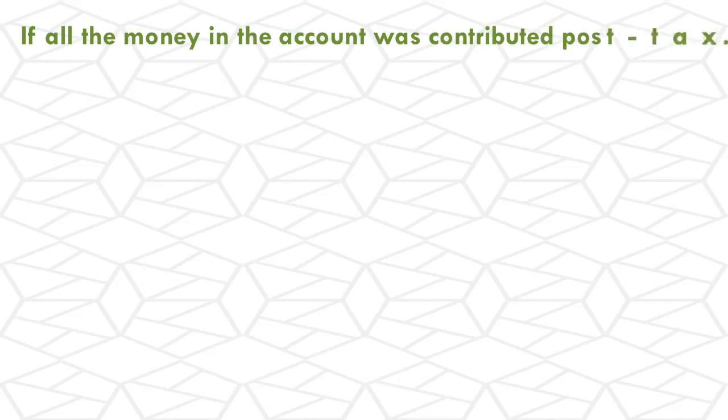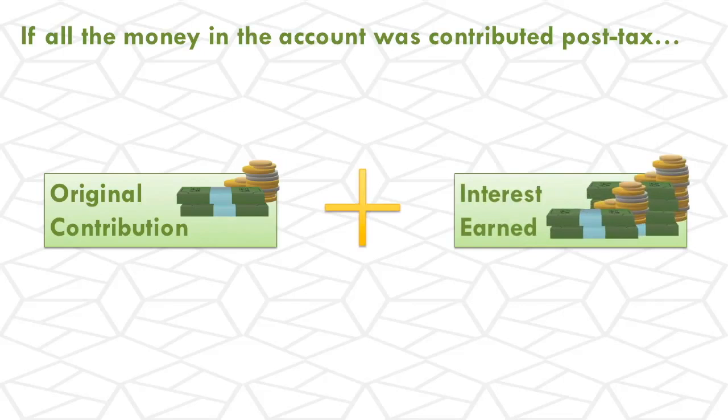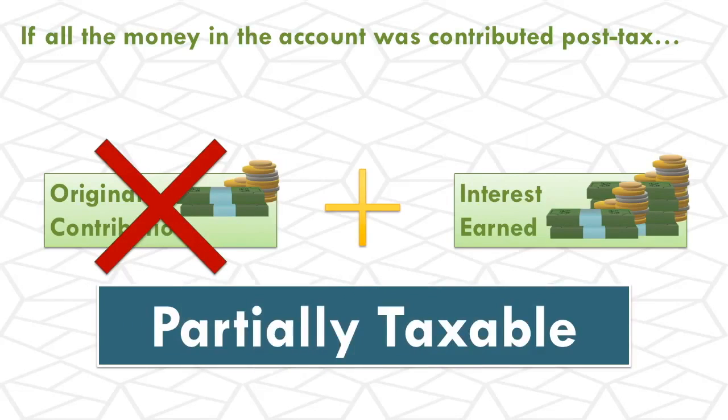However, if all the money in the account was contributed post-tax, meaning that all of the funds contributed to the account have already had taxes paid on them, then with the original contribution and the interest earned, the taxpayer would only need to pay taxes on the interest earned whenever they take it as a distribution. So the IRS is not going to make you pay taxes on the original contribution twice. You're only going to have to pay taxes on the interest earned amount when you withdraw it as a distribution, making this particular retirement distribution partially taxable.